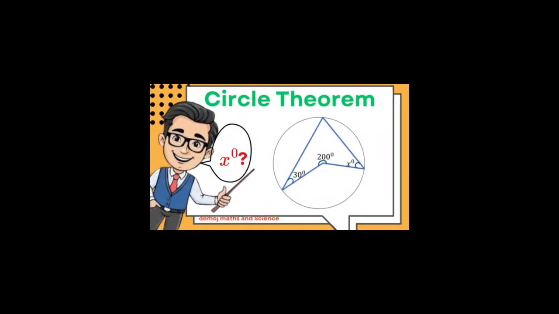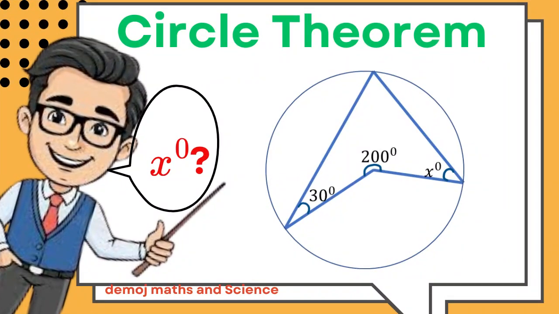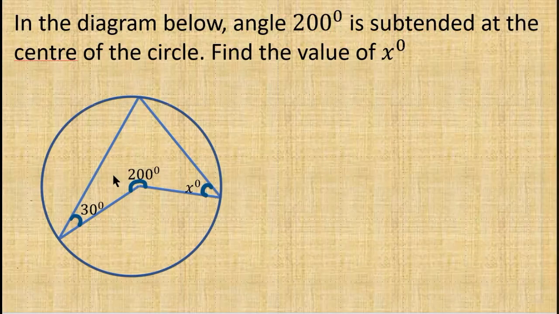We have a question on circle theorem. I'll be glad if you pause this video, take a look at the question, then come back to see my solution. Now our question says that in the diagram below, angle 200 is subtended at the center. That is, here is the center of the circle. Now we want us to find x.